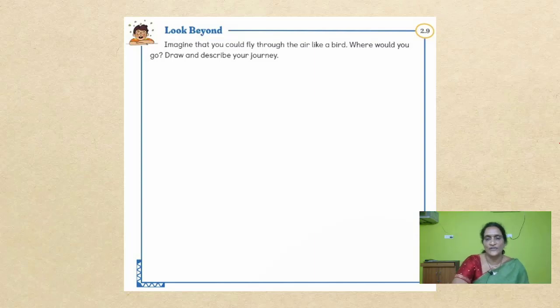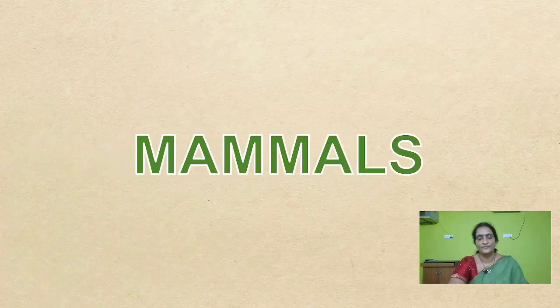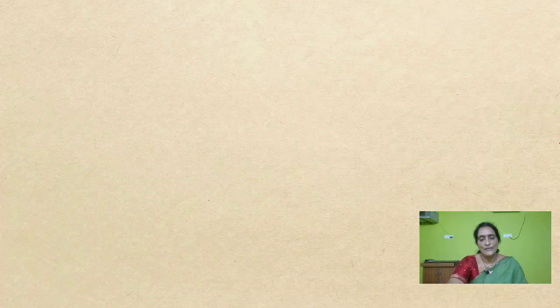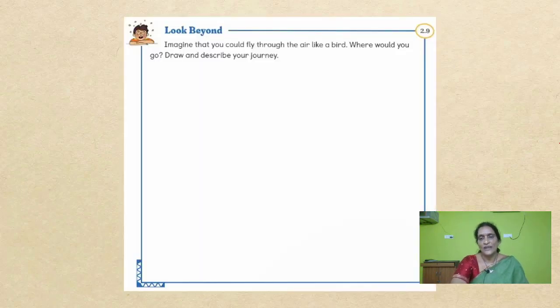So today we discussed 2 groups of vertebrates, reptiles and birds. What were the 2 groups of vertebrates we discussed earlier? Fishes and amphibians. The next group is mammals. Okay, we will study about mammals in the next class.